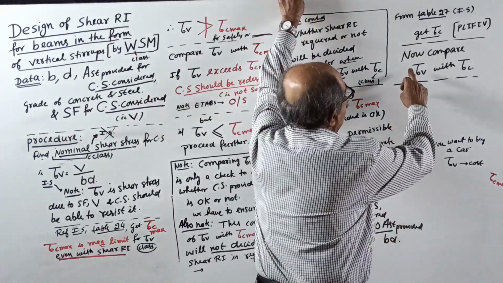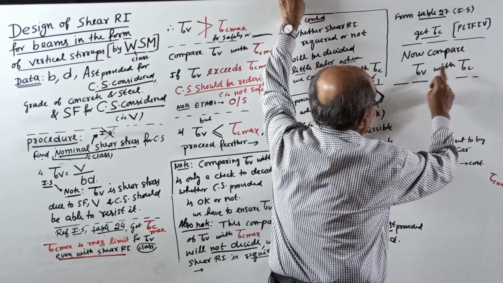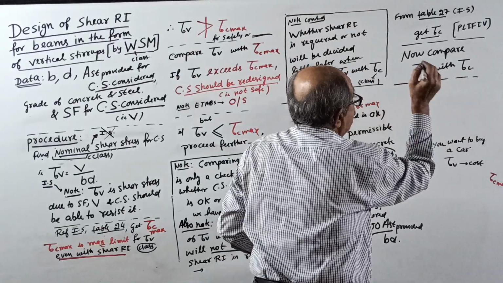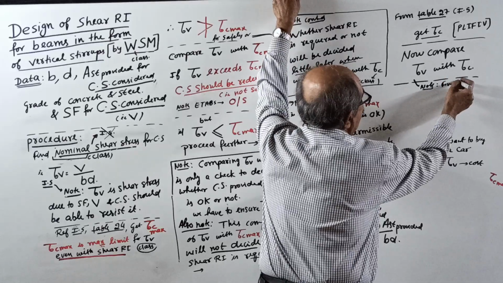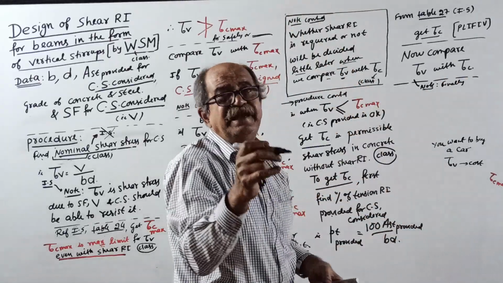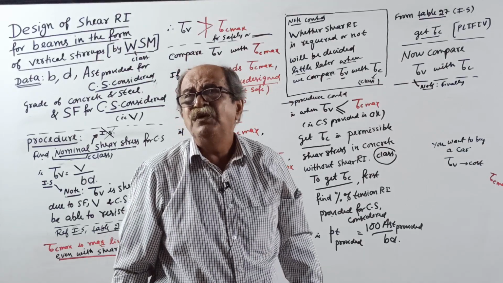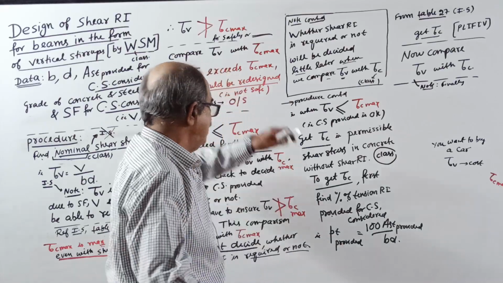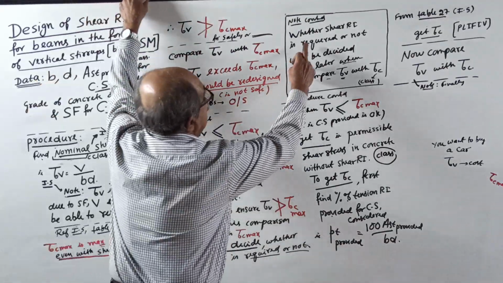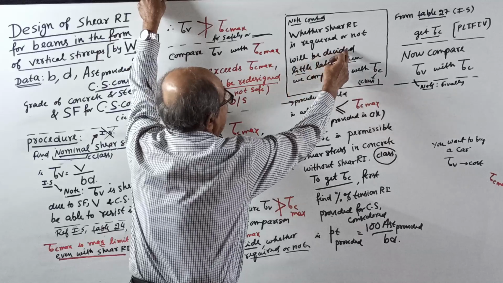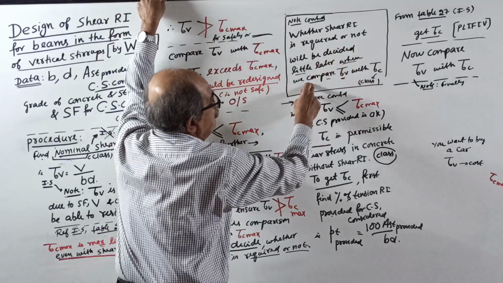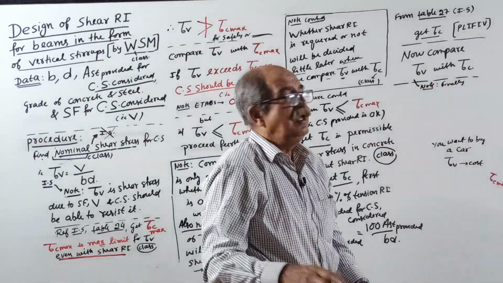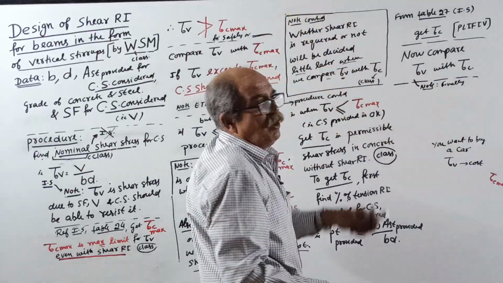Now, compare tau v with tau c. Make a note here. Finally, you should write, I will dictate: time has come to decide whether shear reinforcement is required or not. Because, as I told earlier, whether shear reinforcement is required or not will be decided a little later, only when we compare tau v with tau c. So compare tau v with tau c. Okay. For the time being, leave it. I will go to the money matter.